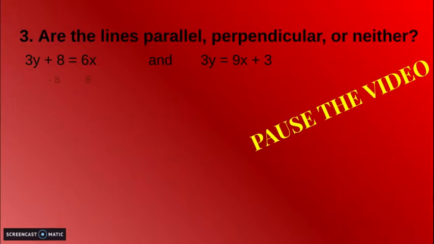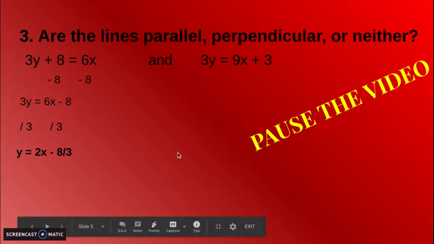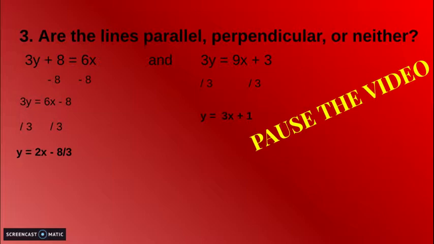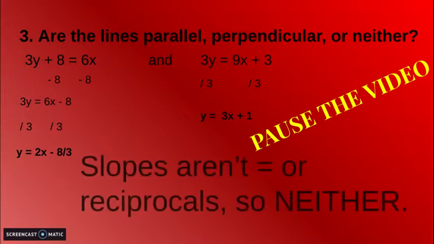Pause the video. Subtract 8 because you want to get y by itself. Then you divide by 3. You get that, so the slope is 2 on this one. For that one, you only need to divide by 3, and then the slope is 3. 3 and 2 are not equal, so these are not parallel lines. And they are not opposite reciprocals, so they're not perpendicular lines. So they are neither.